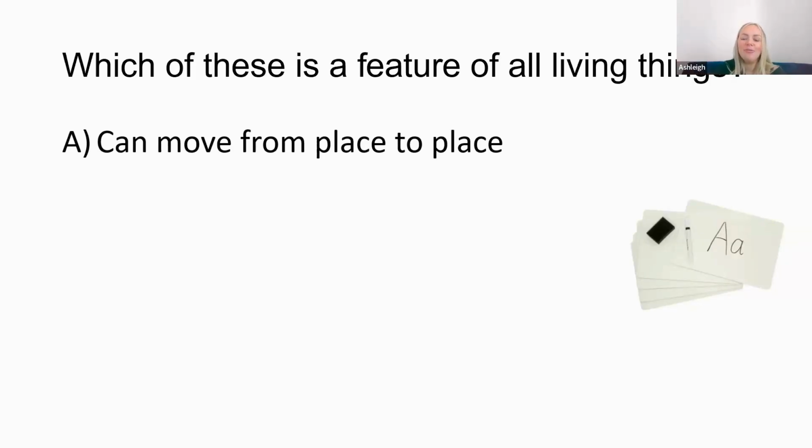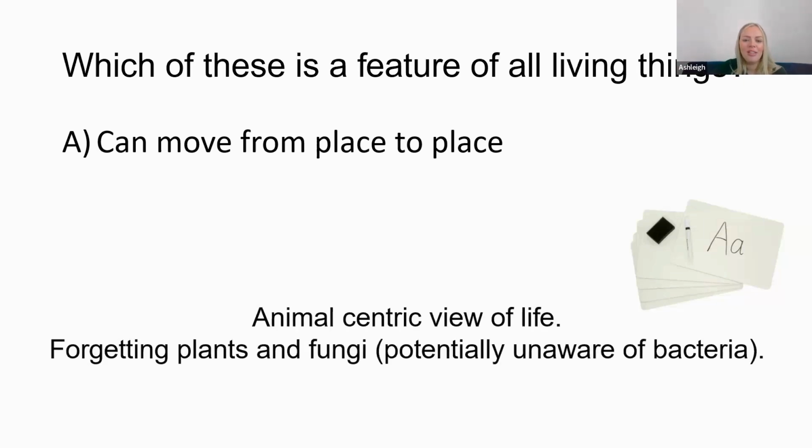So if the majority of mini whiteboards go up and say A, can move from place to place, you've now got a really great starting point on what to do next. So they've got an animal-centric view of life. They think that all living things can move. So you now know instantly in less than a minute they've forgotten plants and fungi, potentially unaware of bacteria, but should know plants and fungi and have forgotten either that they can't move from place to place or that they are living. So we go back to scrape it back a little bit and talk about what it actually means to be living.